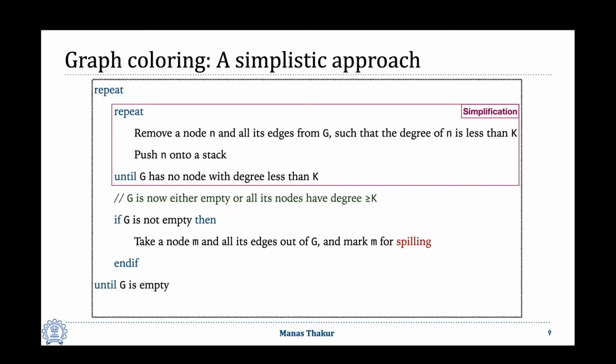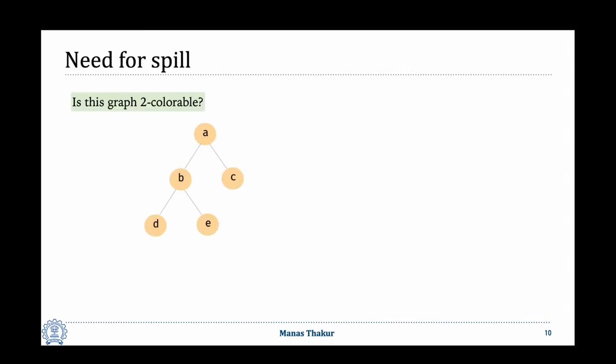So just keep repeating this step until you have removed all of them, and then allocate registers to those for which you have a guarantee that you would be able to allocate registers, because they had a degree less than k, right? Now, this was one of the oldest graph coloring algorithms, proposed in the initial compilers of Pascal and Ada and old programming languages. So now let's see how it works.